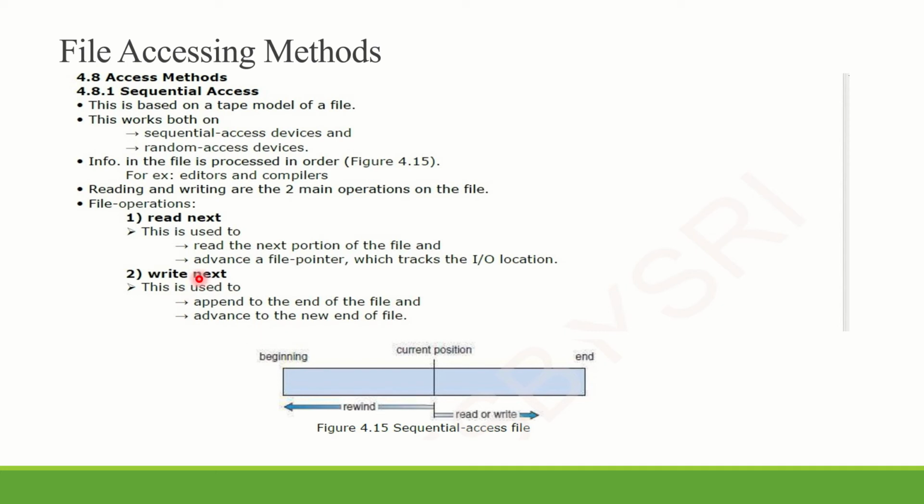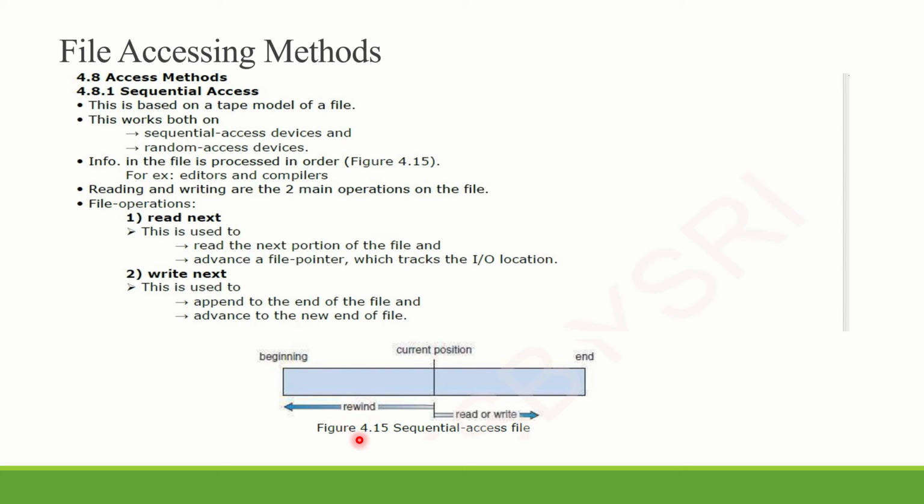So that is write next. So read next and write next. Your current cursor position is like this, and the system will move forward. How? What are the operations? Read next and write next. Then suppose from this current position the system has to go back to the beginning position, it has to do the rewind operation. This rewind operation is nothing but resetting.